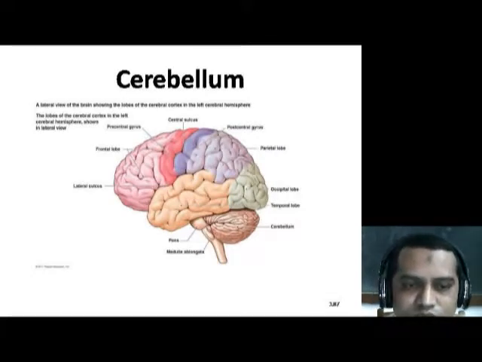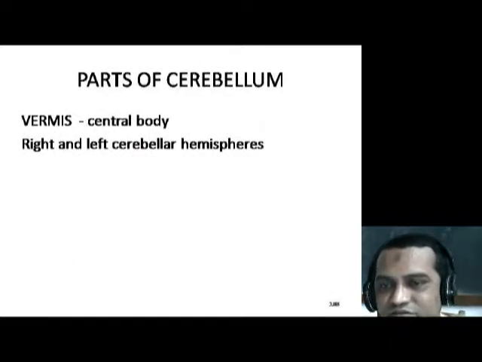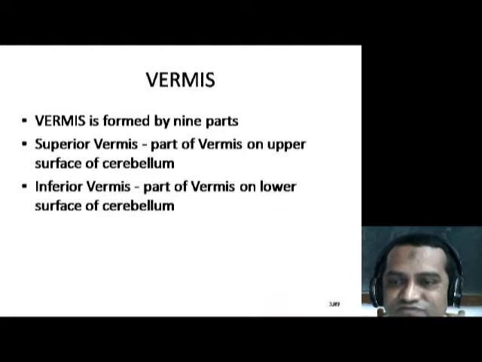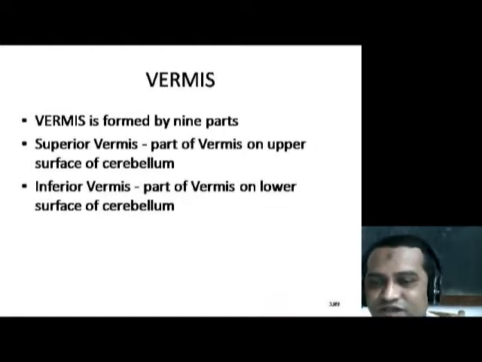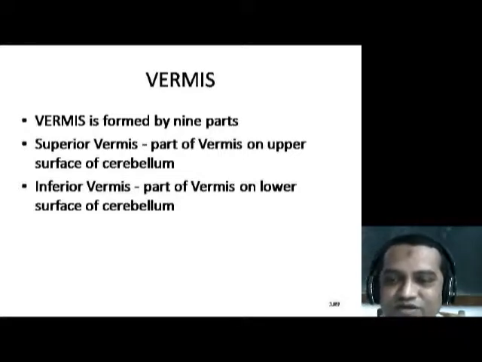So cerebellum has got parts. Here the cerebellum has got mainly a central body called as vermis and it has got right and left cerebellar hemispheres. Okay. Now this vermis is again formed by 9 parts. This vermis which is centrally situated has got 9 parts. These parts are divided like superior vermis and inferior vermis.